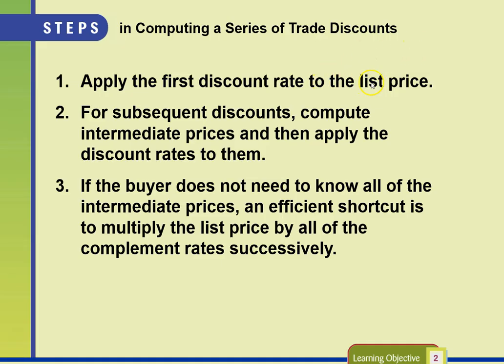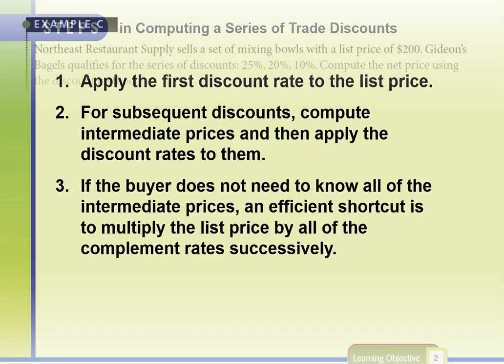First, we're going to apply the first discount rate to the list price, and that's going to give you a new price. And then for each additional discount, you take the price you just calculated and apply the next discount rate. And then this is just going to create a chain of intermediate prices. But if the buyer doesn't need to see all of those intermediate steps, there is a quicker way. We can simply multiply the list price by all of the complement rates one after another to get to the net price. And so we're actually going to look at a couple of ways to calculate these.